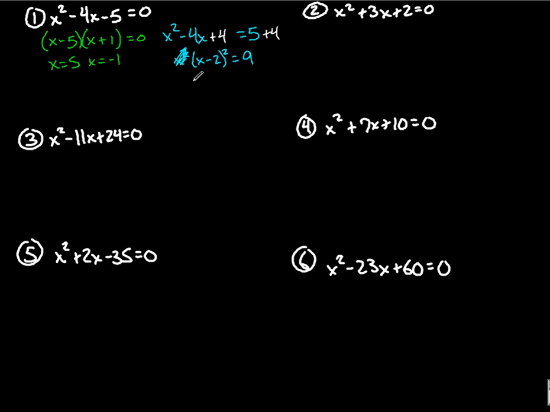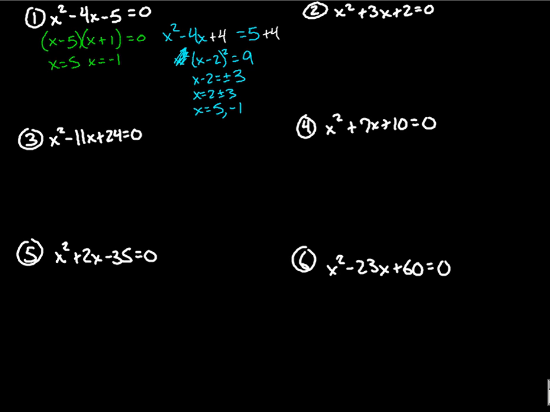From there, take the square root of both sides. x minus 2 equals plus or minus 3, because that's the square root of 9. Okay, add 2 to both sides, so 2 plus or minus 3. That means if I do plus, 2 plus 3 is 5. If I do minus, it's negative 1. The same answers that I got before.